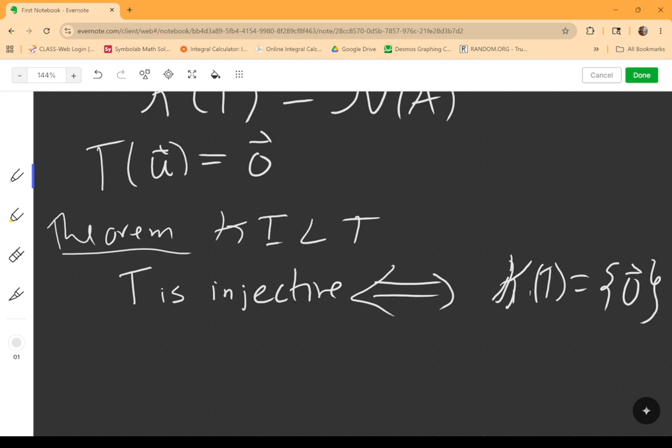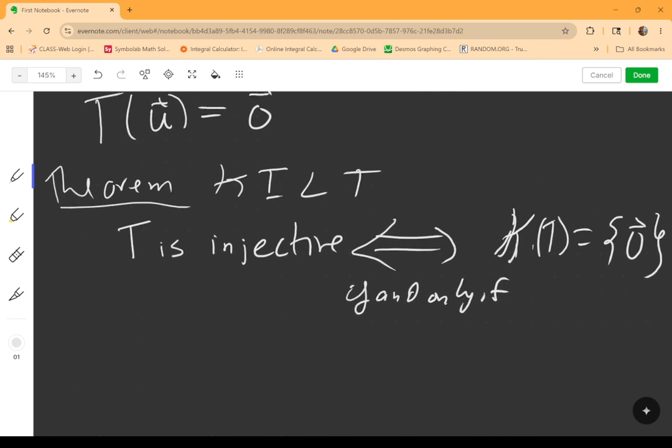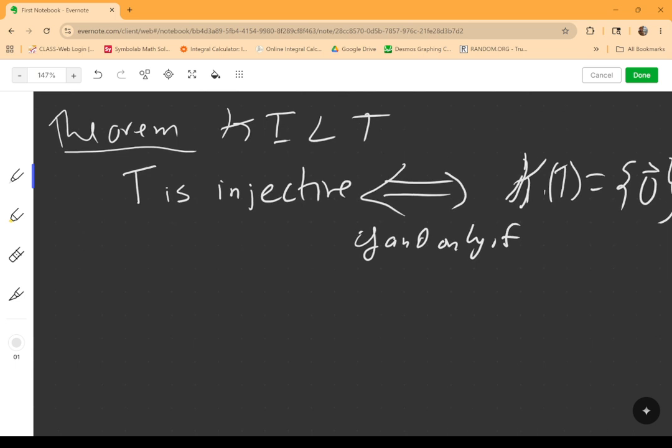Now, the reason why this has to be the case, let's think here. If and only if, that's what this means: it goes in both directions. It's an equivalence relation. So, just as a sketch of a proof, for the first direction, we'll assume T is injective.